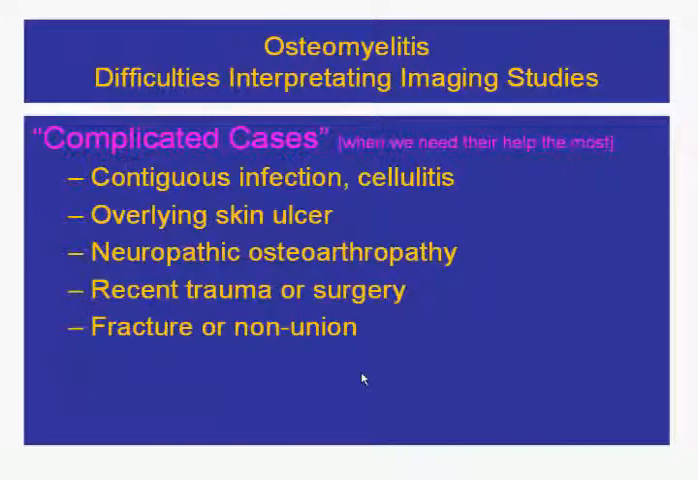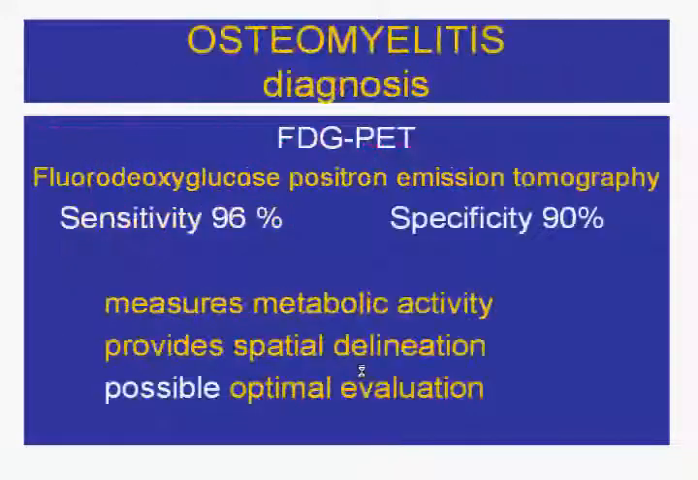Those with contiguous infection and cellulitis, those with overlying skin ulcers, neuropathic osteoarthropathy, recent trauma or surgery, or those who have fractures or non-unions. Here is the hope of the future. When the MRI was early and we didn't have enough data on that, we thought that was the hope of the future. This study is in the exact same position. We don't have enough data to find out where its vulnerability is, but fluorodeoxyglucose PET scanning is really, really good on the very small number of cases that have been looked at so far, with high sensitivity and specificity.